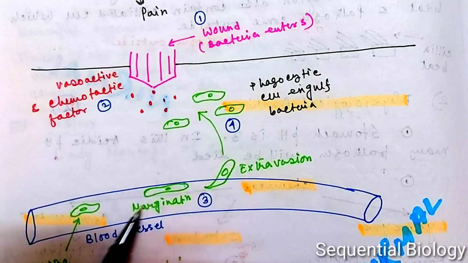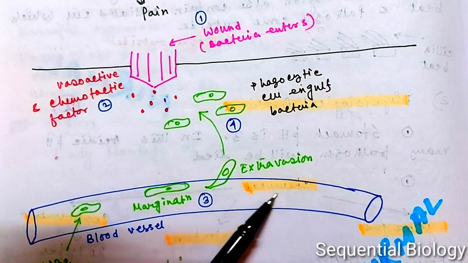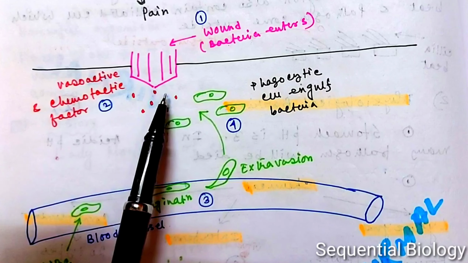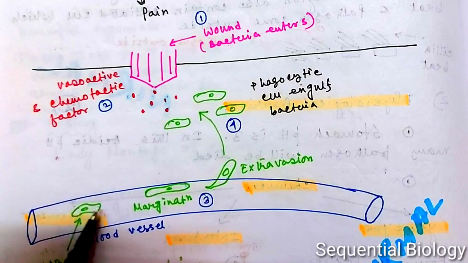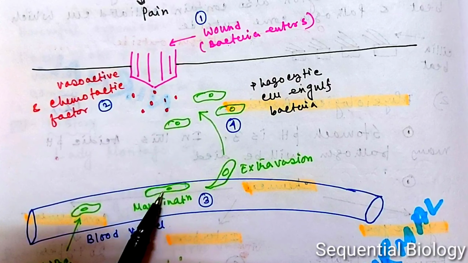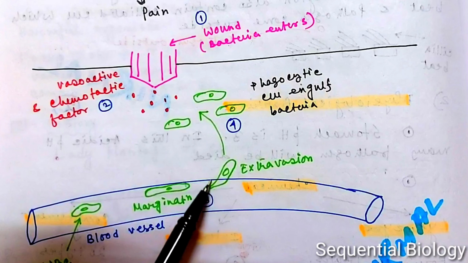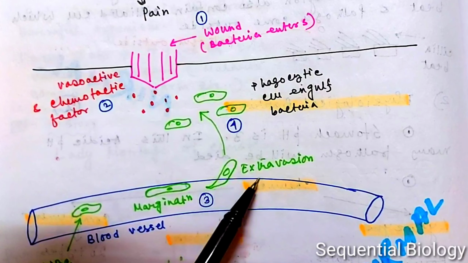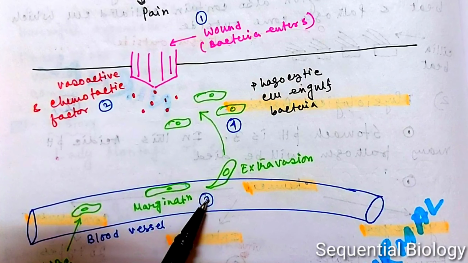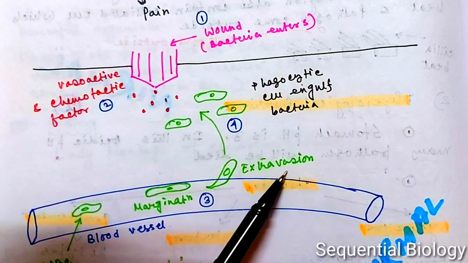And here these are blood vessels, and in these blood vessels the WBC or the phagocytic cells actually move, and whenever any vasoactive or chemotactic factors are released from our wound, then this WBC or phagocytic cell attaches to these blood vessels, and this process is known as margination. Okay, and after that, in between the endothelial cells of these blood vessels, this phagocytic cell actually comes out from these blood vessels, and this process is known as extravasation.